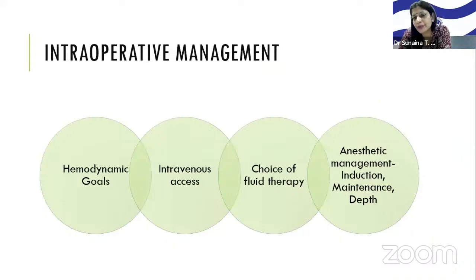How will you maintain the depth? Maintaining the depth with the inhalational anesthetic agent isoflurane and opioids like fentanyl. And for muscle relaxant, we use atracurium. Why atracurium? As the patient is a case of chronic liver disease, atracurium is metabolized by Hofmann degradation, not by the liver.